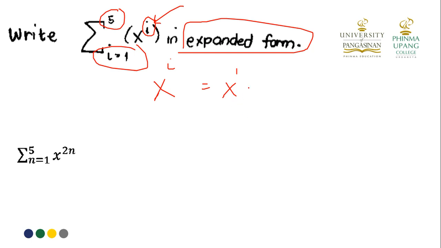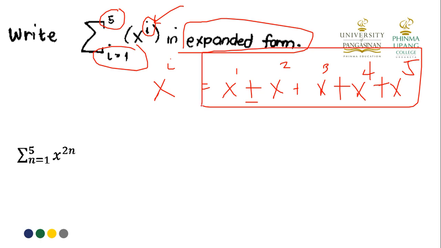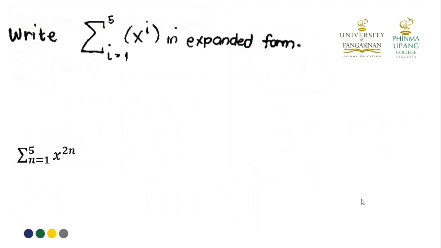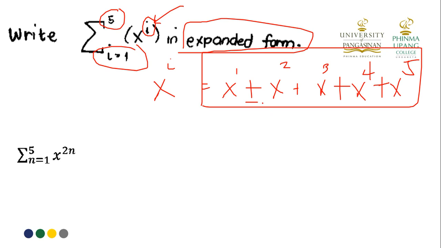So, x raised to 1 plus, since it is a summation, it is separated always by plus. The next is 2. So, x raised to 2 plus x raised to 3 hanggang ma-reach mo yung 5. So, x raised to 4 and then x raised to 5. So, yan yung pinagkaiba niya sa sum of the series. Yung sum of the series, you're going to get all the terms. Afterwards, you're going to get the final answer or you're going to add all the terms. But here, in expanded form, kumbaga yung solution lang, pero hindi mo siya i-evaluate.